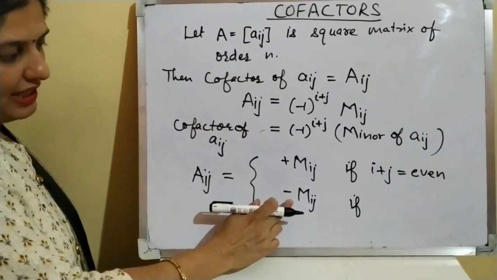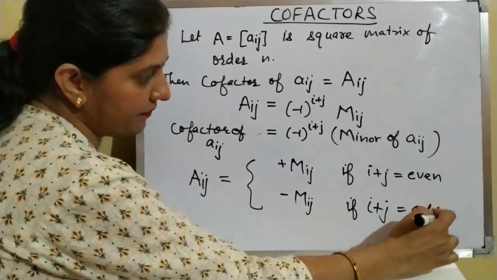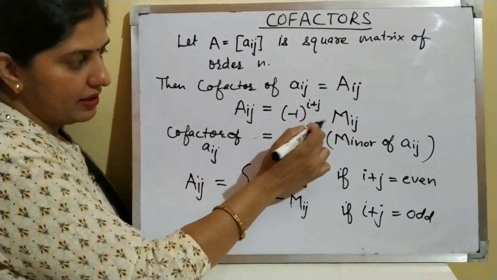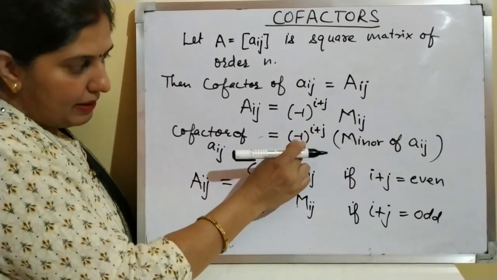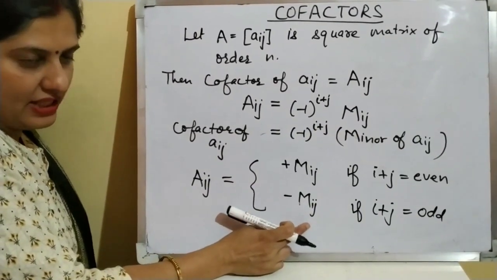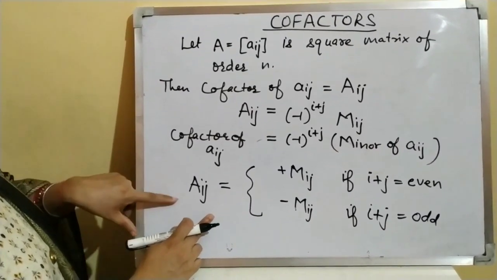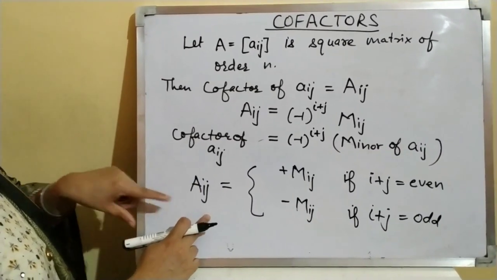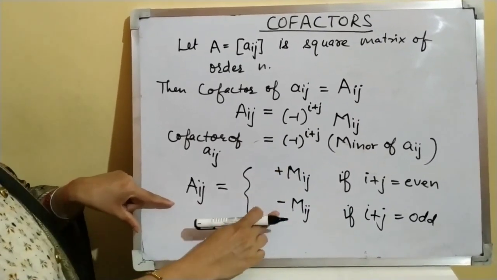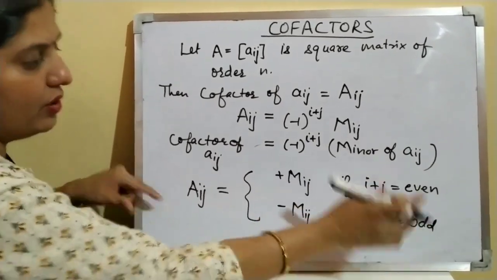Aij is equal to minus Mij if sum of the suffix is odd. Clear? If -1 to the power we get odd number, then answer is -1 here. We multiply it with Mij. So we get minus Mij. So cofactor of an element Aij is denoted by capital Aij, and the answer is equal to minor of the element Aij with positive sign or with negative sign, according as sum of the suffix is even or odd.